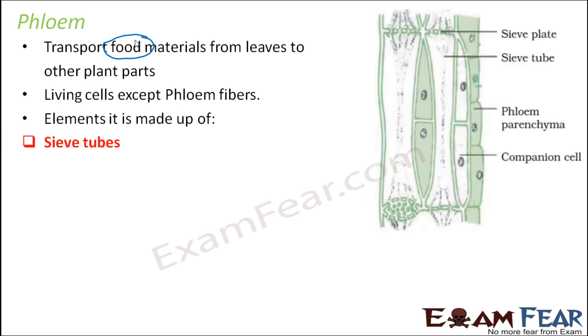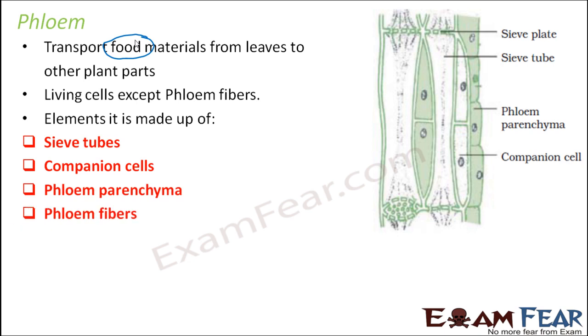It is made up of sieve tubes, which look somewhat like this. A tubular structure, of course. Companion cells, okay. Phloem parenchyma and phloem fibers. So there we had vessels and tracheids. Here we have sieve tubes and companion cells. So again, here also we will talk about each of the elements one by one. But this picture shows the entire phloem. So all the elements are shown in one complete picture.